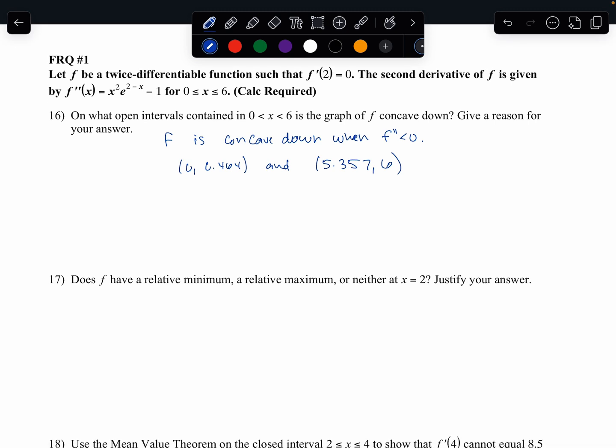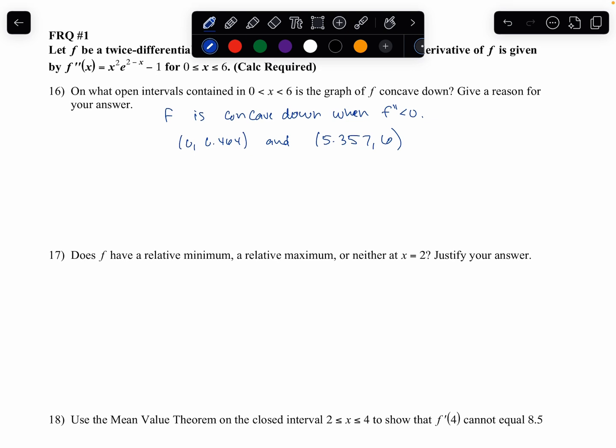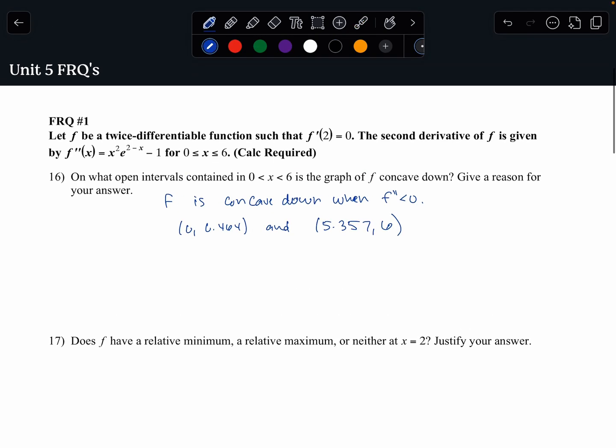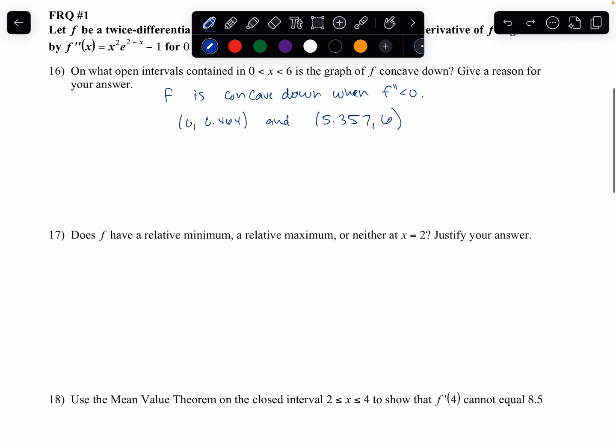All right. So does f have a relative minimum, maximum, or neither at x equals 2? So I think here we're going to be using the second derivative test. We know that f prime of 2 is equal to 0. So I'm going to state that. So f prime of 2 is equal to 0, so there is a critical point at x equals 2.